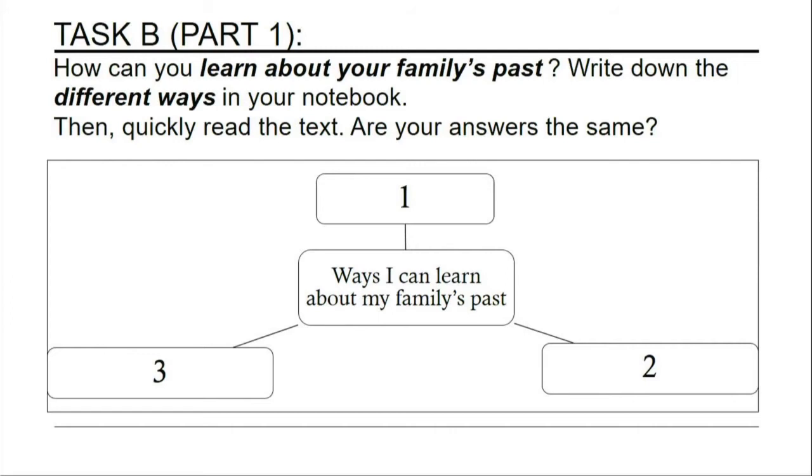For this part, you are asked to list down the different ways you can do to get to know your family's past. Pause the video and list 3 ways in your notebook now. The next step is to quickly read the text. Now remember, you're not going to read the passage thoroughly. You're simply going to compare the 3 different ways you have listed with the ones we can find in the text.